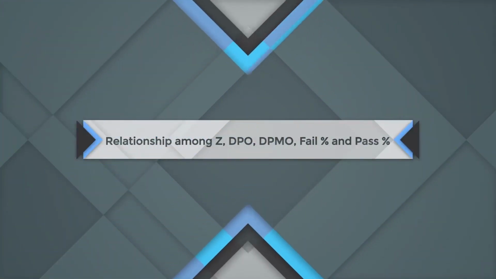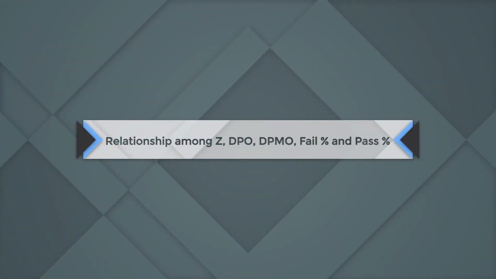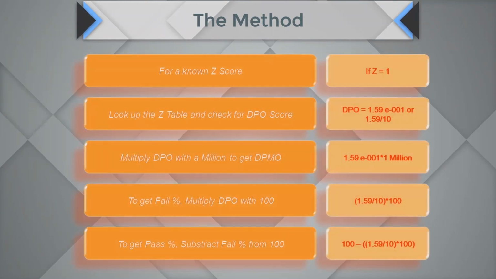Now let's understand the relationship between Z-score, DPO score, DPMO score, fail percentage and pass percentage. For a known Z-score, you could look up the Z table and check for the DPO score. Multiply the DPO with 1,000,000 to get DPMO. To get fail percentage, multiply the DPO score with 100, and to get pass percentage, subtract the fail percentage from 100. So let's take an example.